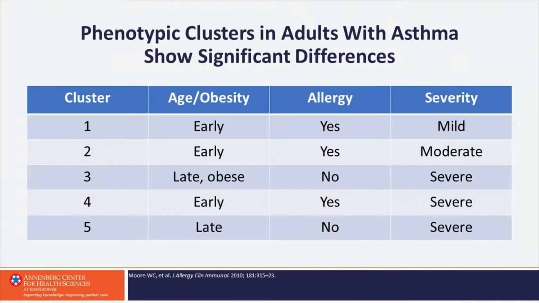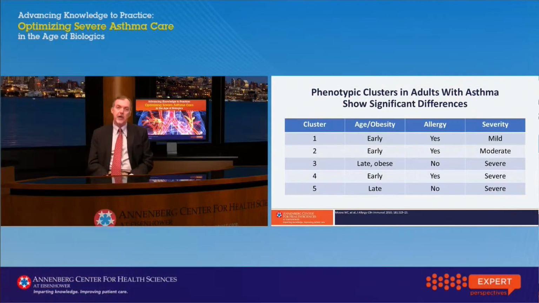In cluster 1, it was an early onset disease, very allergic and mild in nature. The second group was also early onset, also allergic, but more moderate, requiring more medication in order to control the disease. With cluster 3, we now reach the patients who actually have severe asthma. Cluster 3 being a group of late onset obese patients, the majority being women who were not very allergic and had very severe disease. Cluster 4, early onset, highly allergic and very severe. And then finally the 5th cluster, which most people would consider to be the most difficult to treat with the worst outcomes, being a late onset form of the disease, minimally allergic with a very high level of severity.